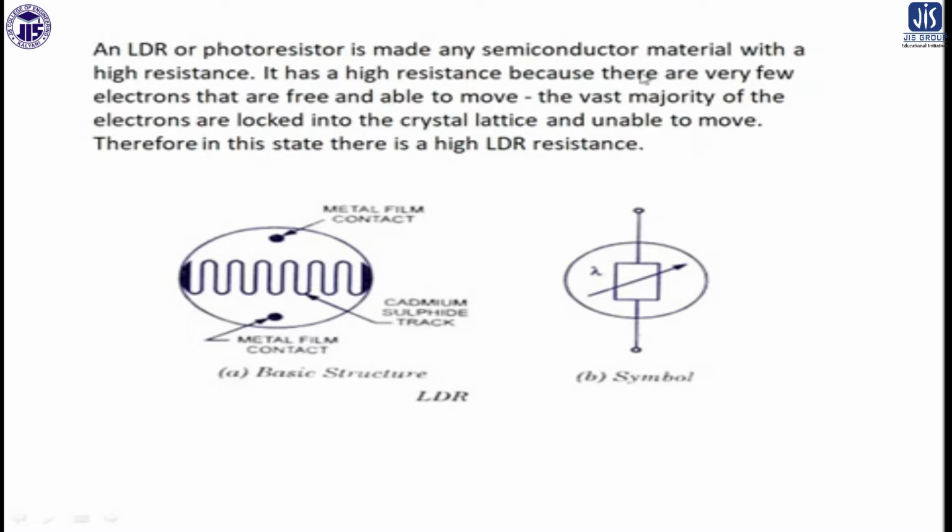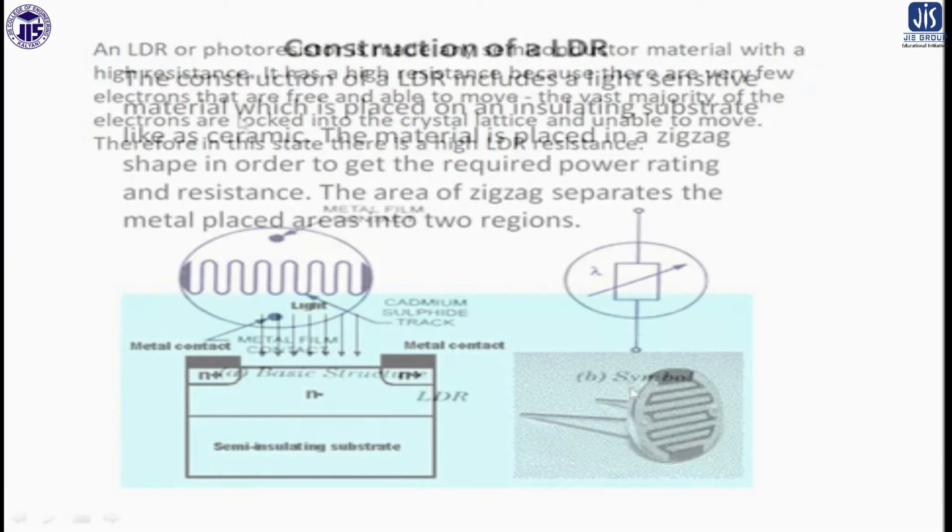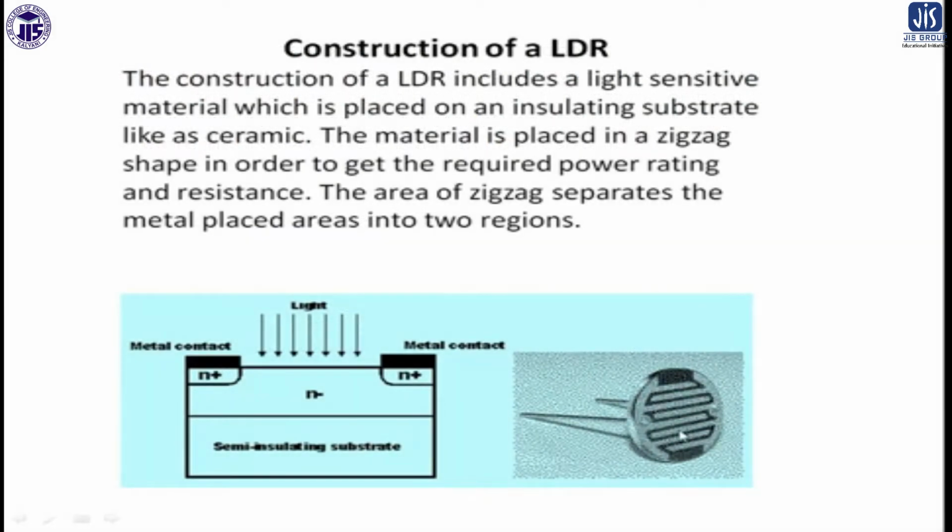An LDR or photoresistor is made of a semiconductor material with a high resistance. It has a high resistance because there are very few electrons that are free and able to move. The construction of an LDR includes a light sensitive material placed on an insulating substrate like ceramic. The material is placed in a zigzag shape, and the zigzag area separates the metal areas into two regions.